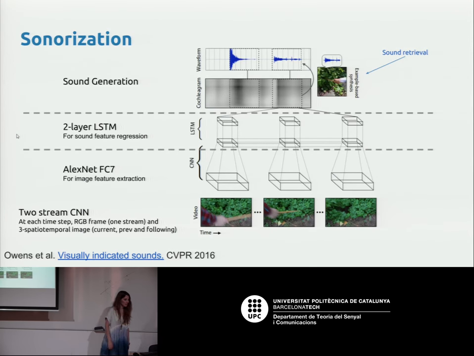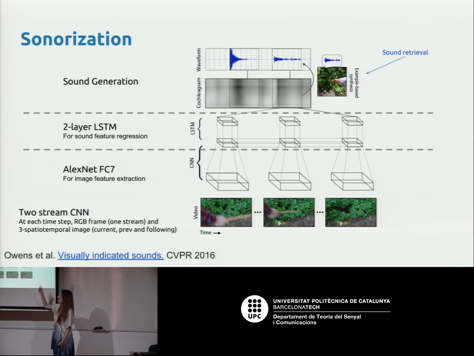And what they do is, they train a CNN for representing the frames. Actually, they use two streams. One is just an RGB channel, and the other one is three channels with three consecutive grayscale frames. So the idea is that they use a CNN to represent the visual information, and then on top of that, they use two layers of LSTM that are going to generate the spectrogram representation. And then from the spectrogram, you can synthesize the sound.